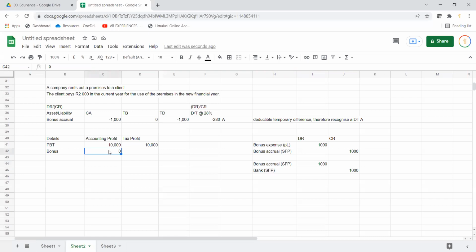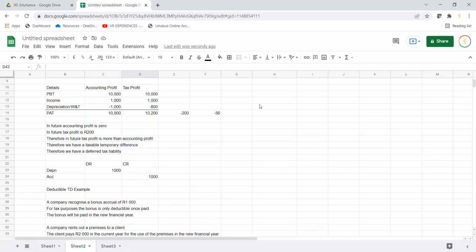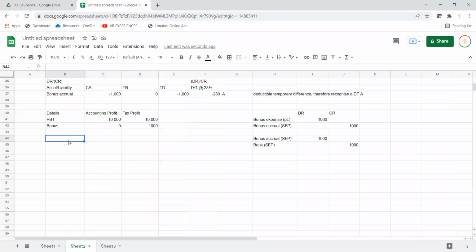In accounting profit, there won't be any bonus, there won't be any deduction. For tax purposes, the bonus gets paid in the future period. SARS grants the deduction when a bonus is paid. So in future periods, SARS is going to grant a 1,000 Rand deduction. So as you can see, what is happening over here is that in future periods, accounting profit is 10,000 Rand.